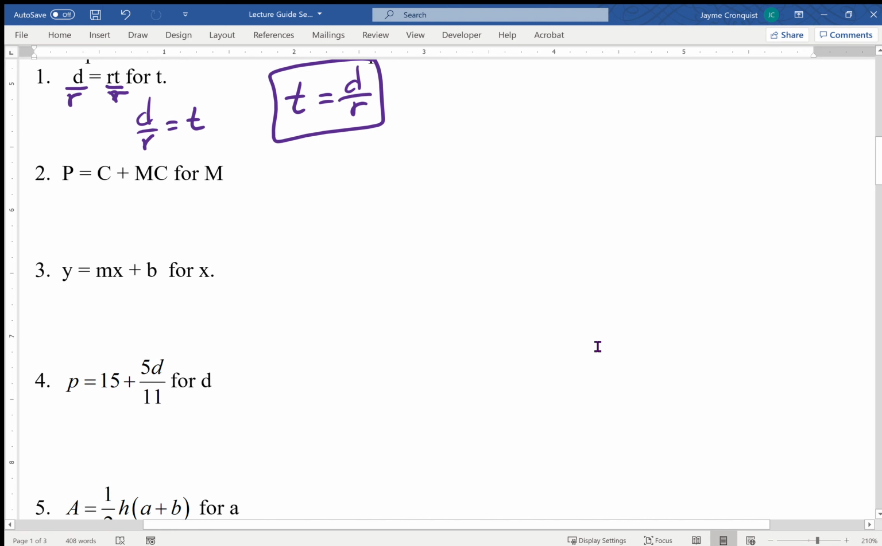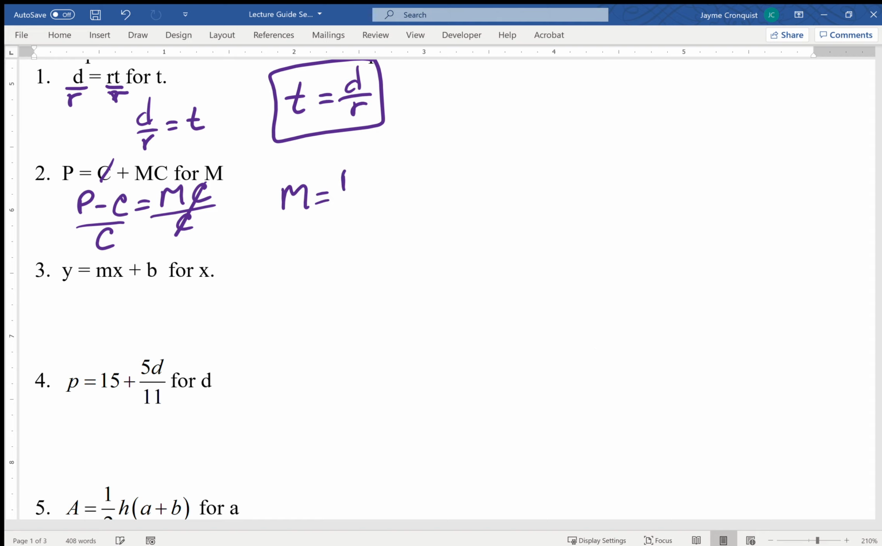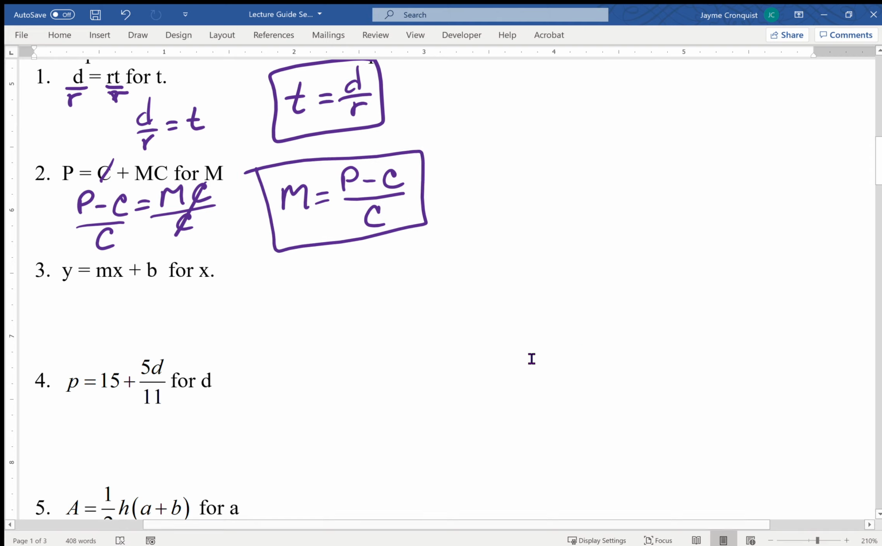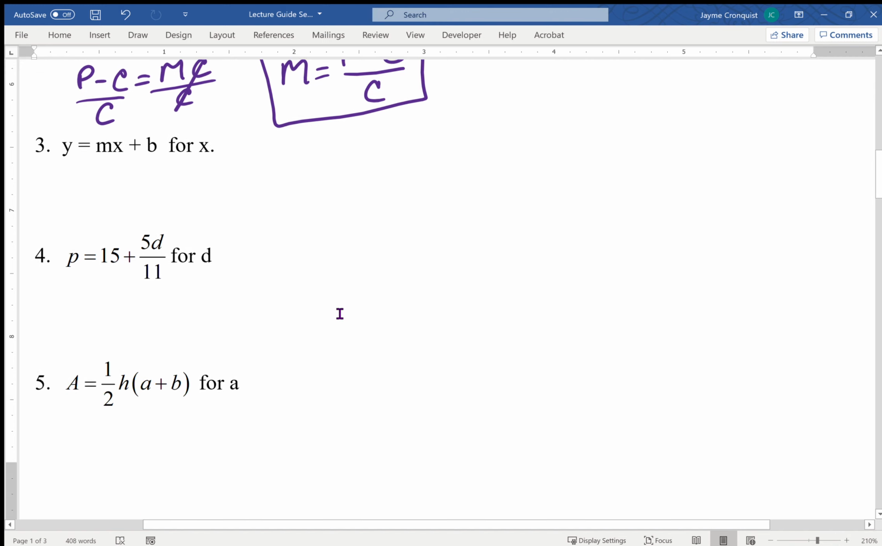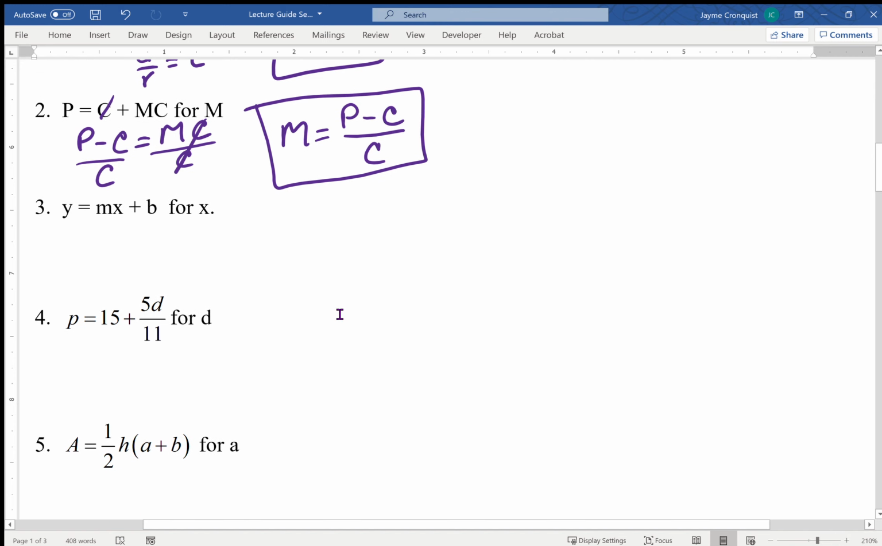All right, here for m, first I'm going to subtract the c. That eliminates the c. Now I have to divide both sides by c. But that isolates the m. So m is equal to p minus c over c. You don't need to simplify that any further. It's a concept. How to simplify that is something we haven't dealt with yet. So I would just leave it.